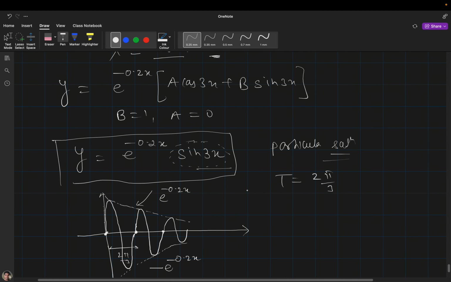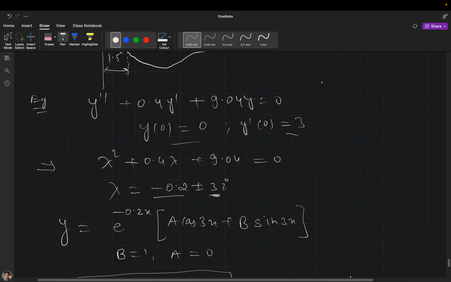So this is the case of what? Which case is this? Under damping, over damping, critical damping, what kind of case? I discussed three cases, right? Under damping, because we got imaginary roots. So that's why it is a case of under damping.